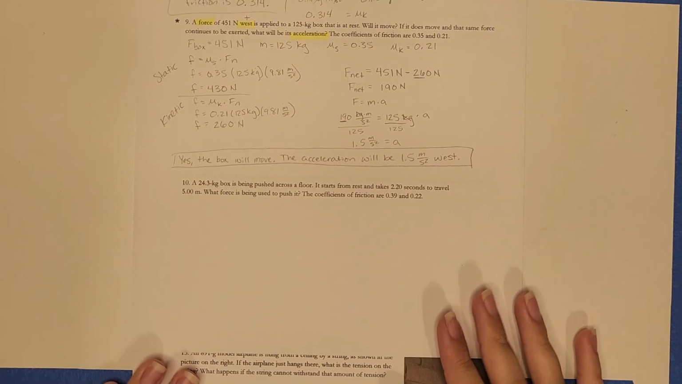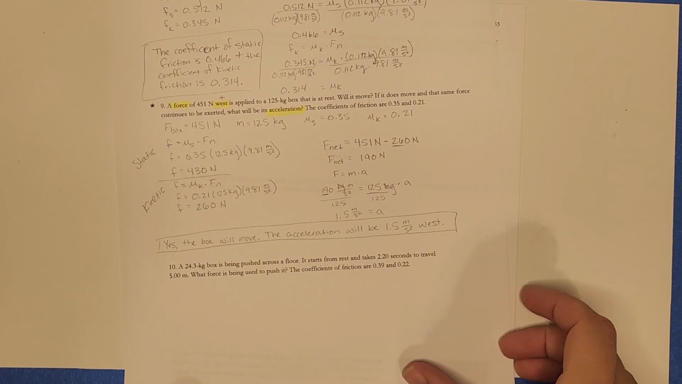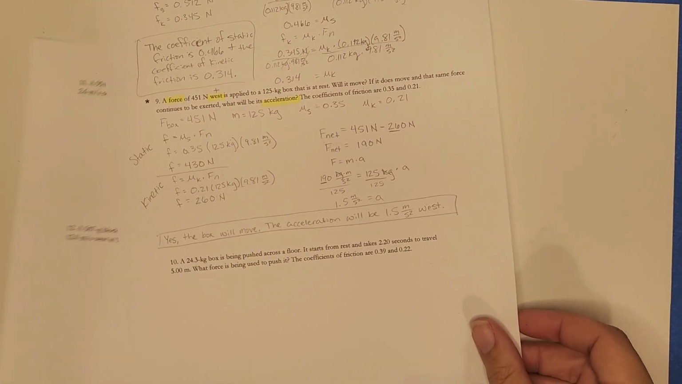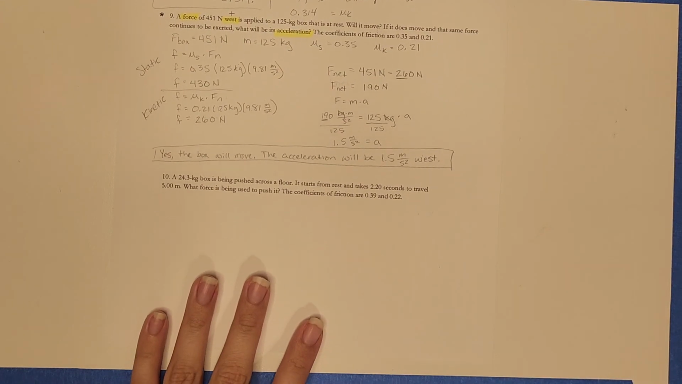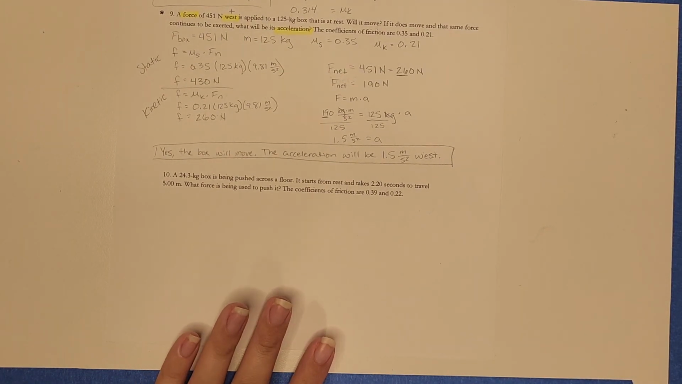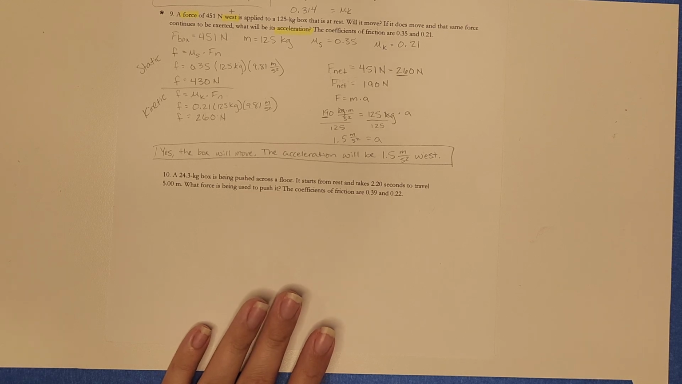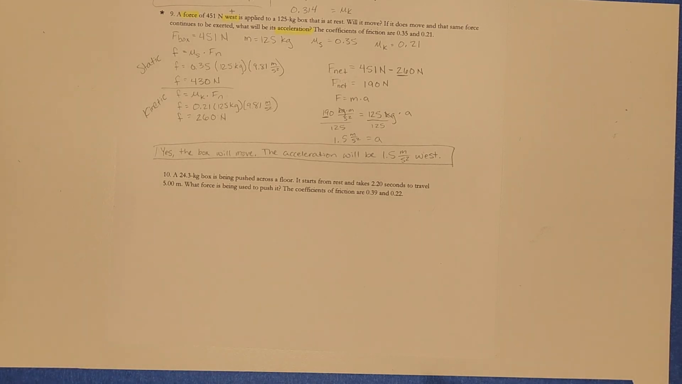A 24.3 kilogram box is being pushed across a floor. It starts from rest and takes 2.20 seconds to travel 5.00 meters. What force is being used to push it? And it tells us the coefficients of friction are 0.39 and 0.22.